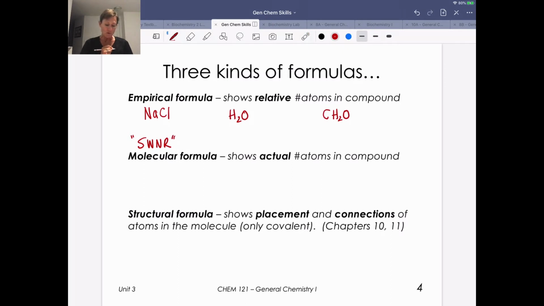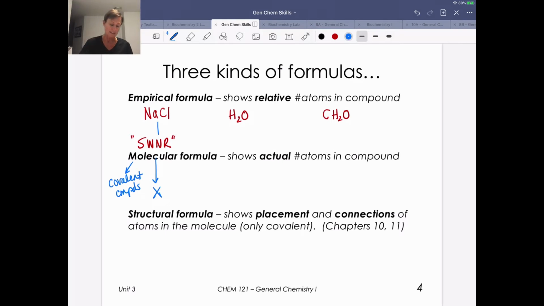Now, molecular formulas show the actual number of atoms in the compound. So when it comes to sodium chloride, there's actually not a molecular formula because it's not a covalent compound. So molecular formulas really only apply to covalent compounds. And remember, covalent compounds are only created when we combine two or more nonmetals.